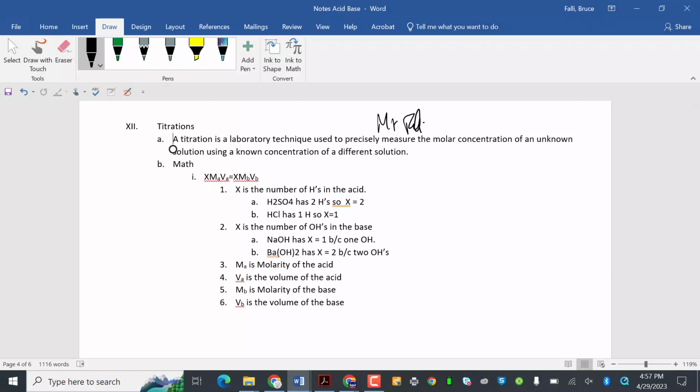A titration is a laboratory technique used to precisely measure the molar concentration of an unknown solution using a known concentration of a different solution.